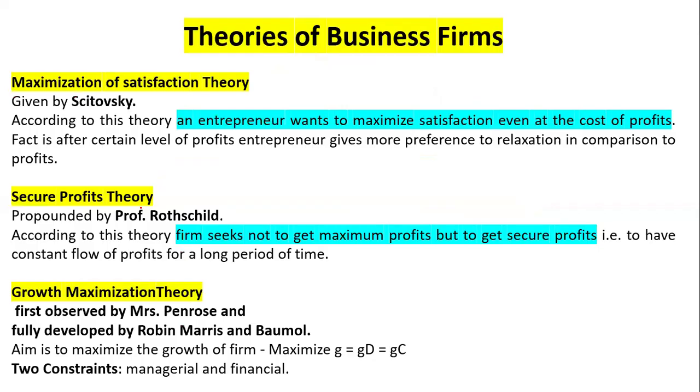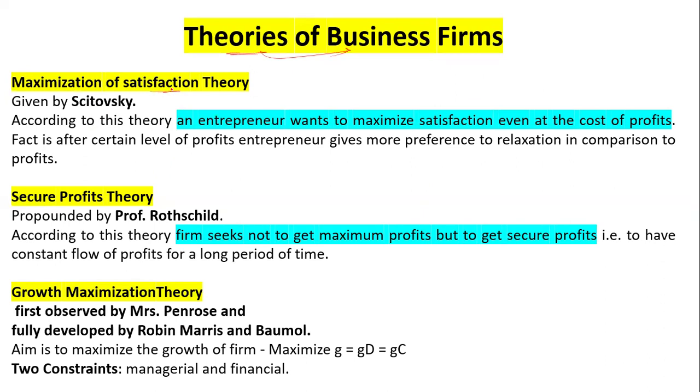Now, let's discuss the theory of the business firm. Okay, here we are going to discuss the theories. Theories for what? The business firm. So we will discuss it one by one, because all the theories are related to our business economics. Okay, here the first theory of the business firm is the maximization of satisfaction.